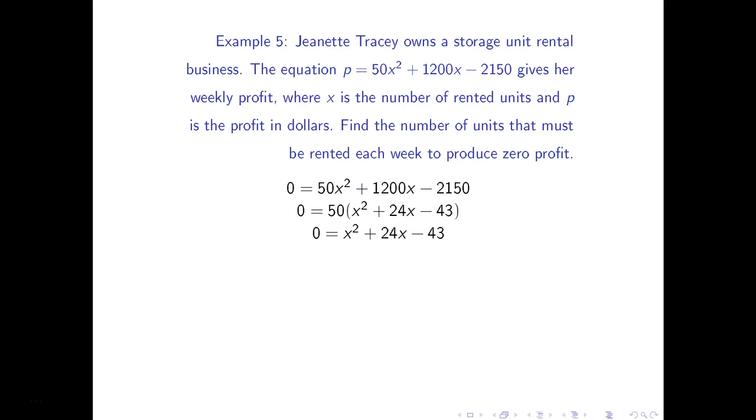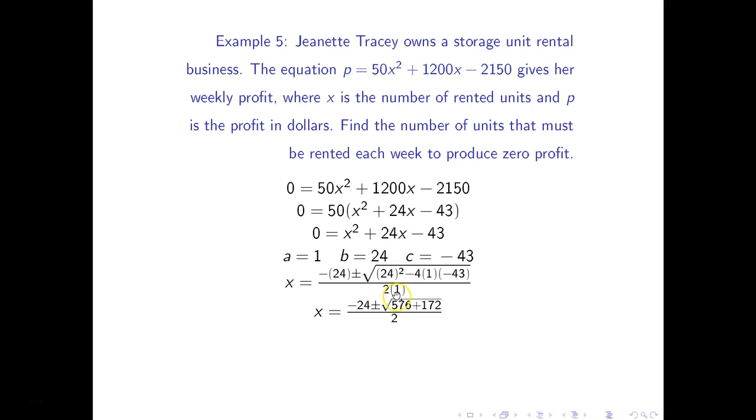So go ahead and pause the video and use the quadratic formula to solve that equation. Welcome back. Hopefully you plugged in, said A is 1, B is 24, and C is negative 43. Well, that gives me negative 24, 24 squared is 576. This is going to give me positive 172. Add those together and get positive 348, which I can reduce slightly. I can pull a 2 out, and I can again cancel, and I'm left with 12 plus or minus square root of 187.